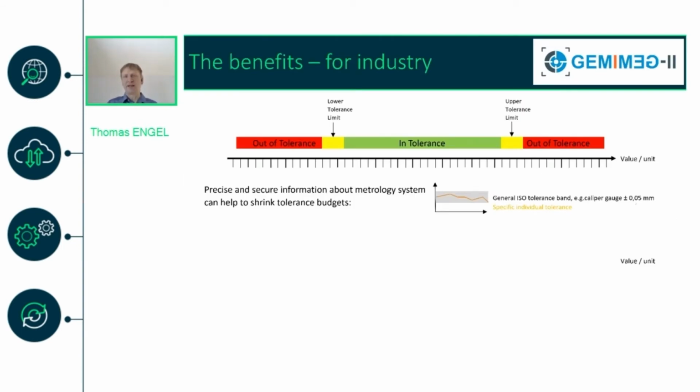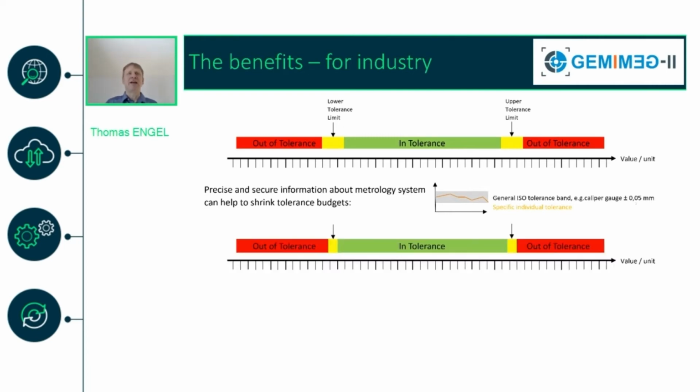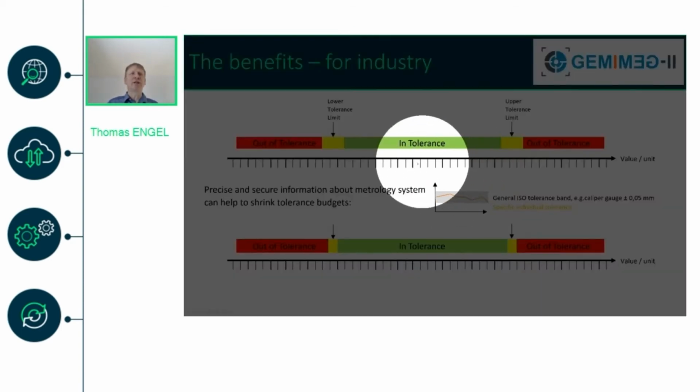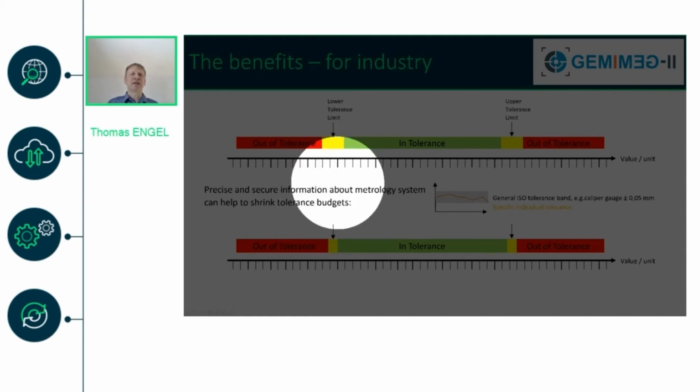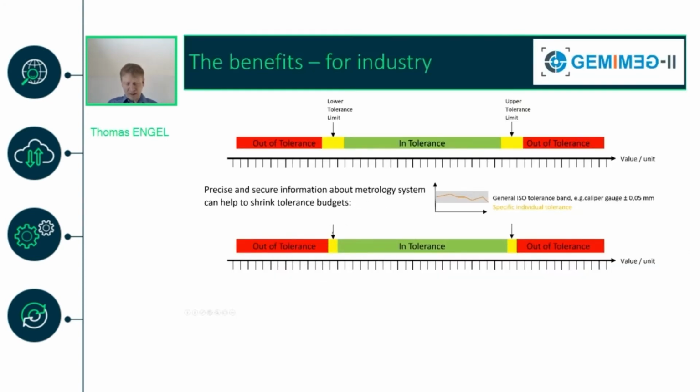So here we can really take advantage when we know the real calibration data. The advantage is that because we know the uncertainty of the caliper gauge more precisely, we can shrink this lower and upper tolerance limit region, where it's not clear if the product is in tolerance or out of tolerance. Just like shown in this sketch, for both sides, the tolerance limit uncertainty region can shrink significantly.